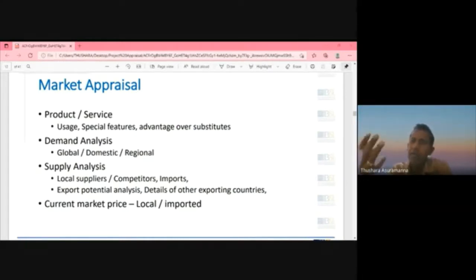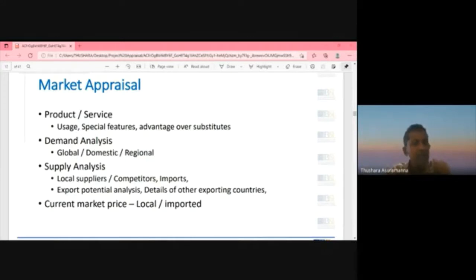you can write 5 points: product, service, demand, supply, current market, and another point. Right? That's 5 points that you can get the marks. But when you say product and service, you can put a hyphen and say at least what are the areas, maybe the special features, advantages, or substitutes. That's fine. You need not go into very much detail for 1 mark for this product and service.